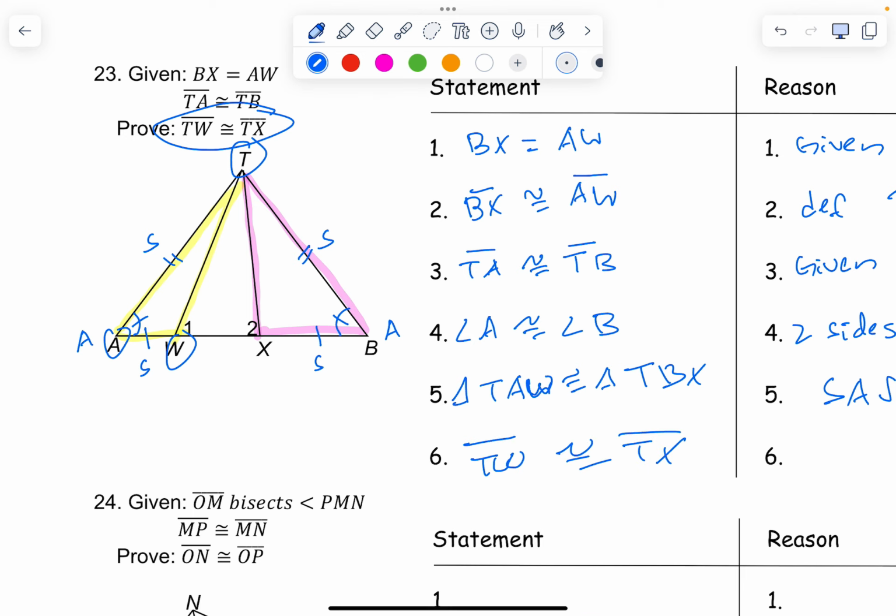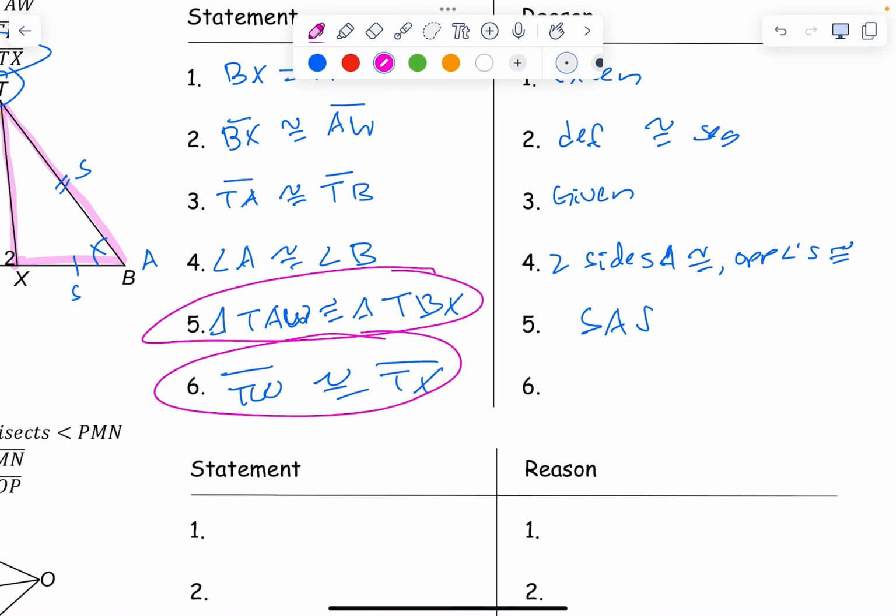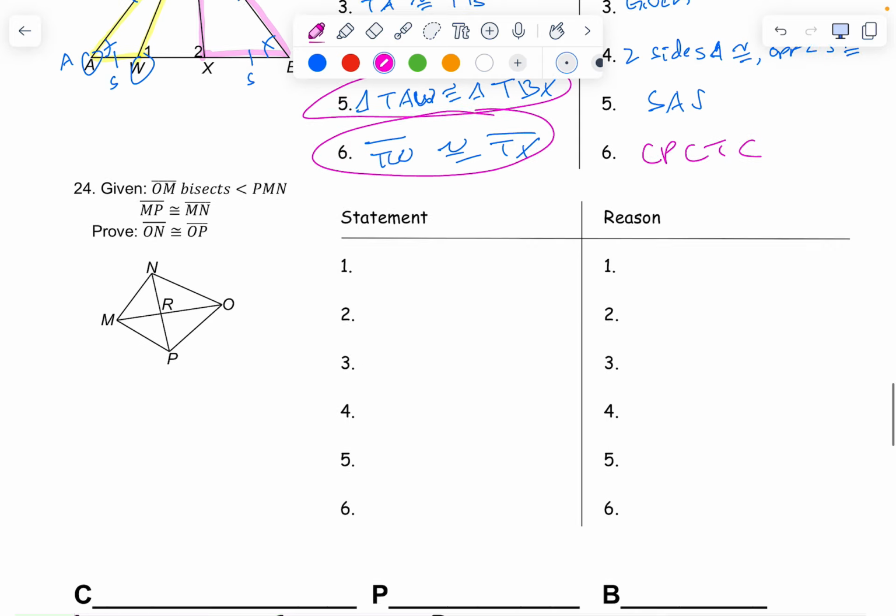Let's see if y'all remember. When do we use CPCTC? After two triangles are congruent, you may use CPCTC. If you forget the acronym, you can spell out corresponding parts of congruent triangles are congruent. Is everyone good on that? Okay, if you're good, give me a thumbs up. You should feel like an expert on the proofs at this moment.